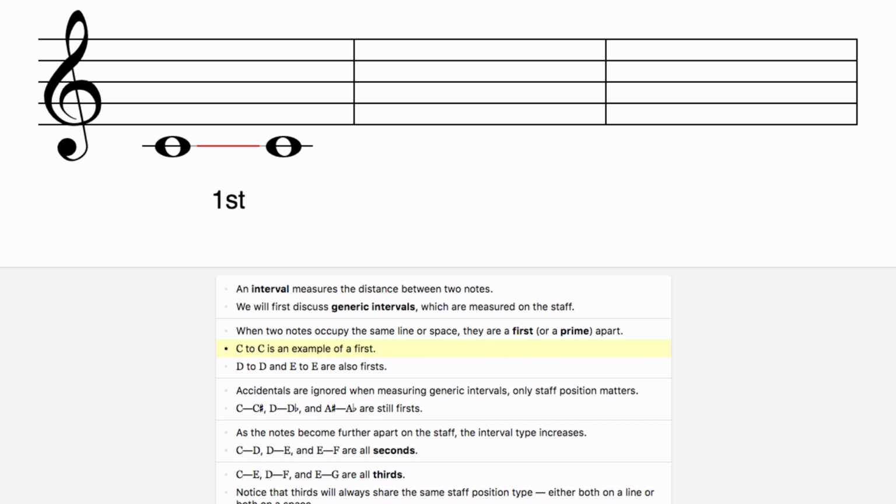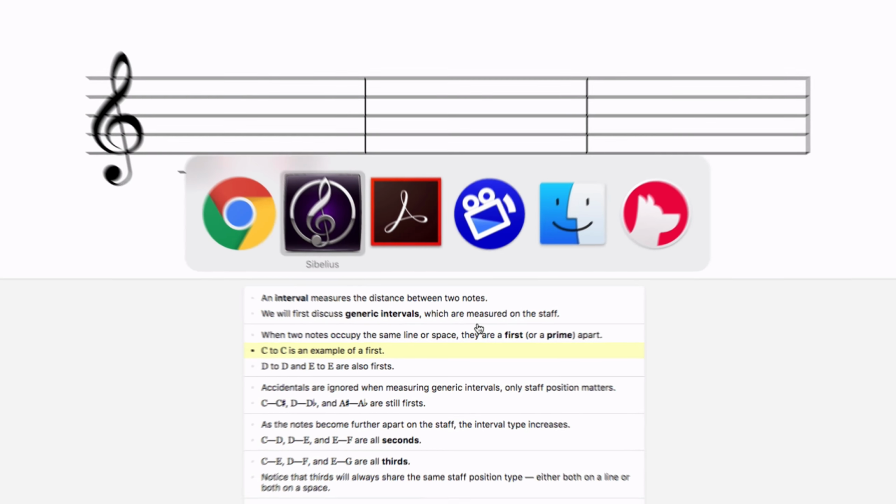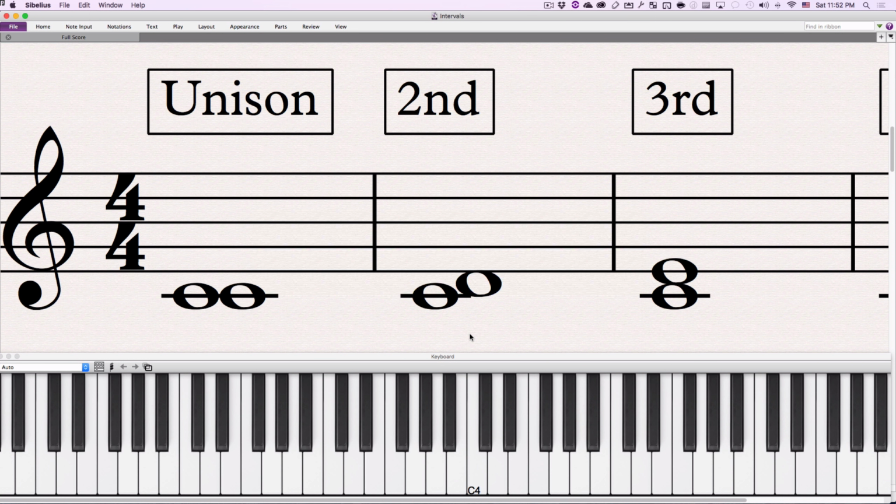So, intervals are the distance between two notes, and if it's the same note and there's really no distance between them, we call it a distance of a unison. Here it says first or prime, but typically we call them unisons. And it's the sound of hearing the same note. So here I have two C's. And a unison would really have two notes played simultaneously.